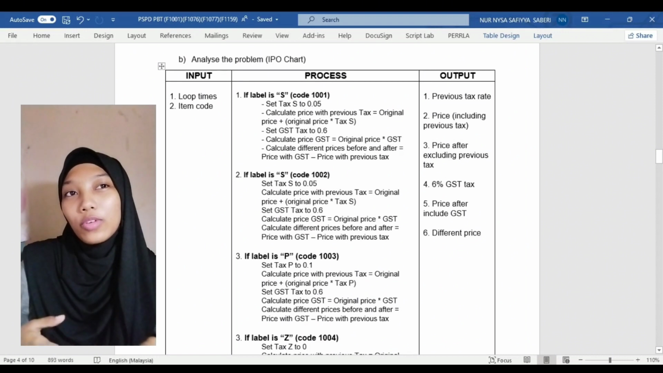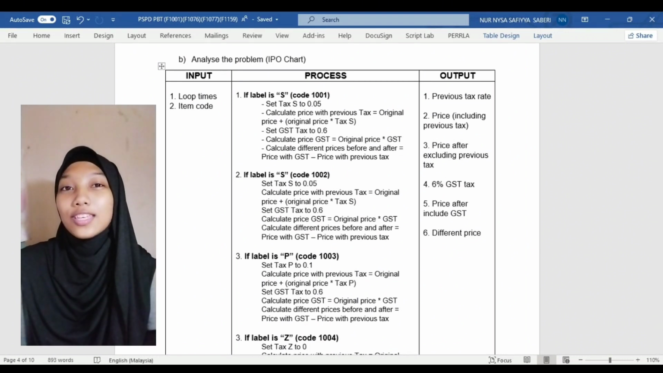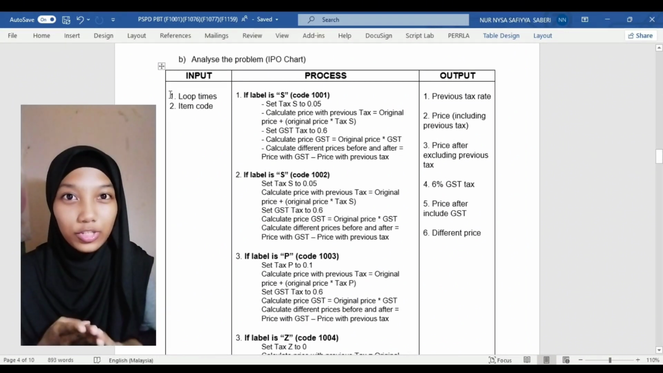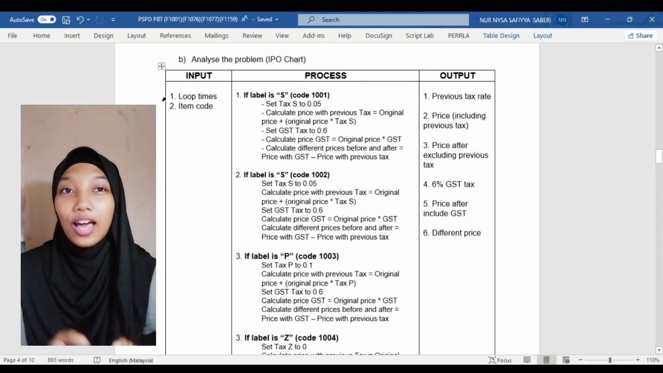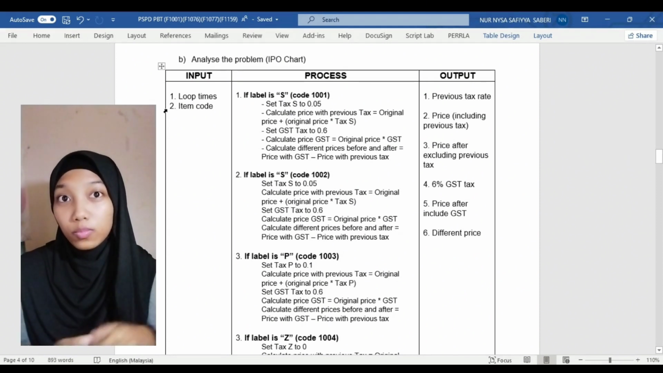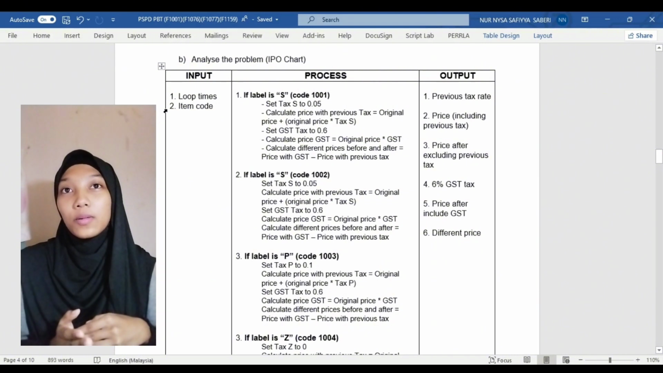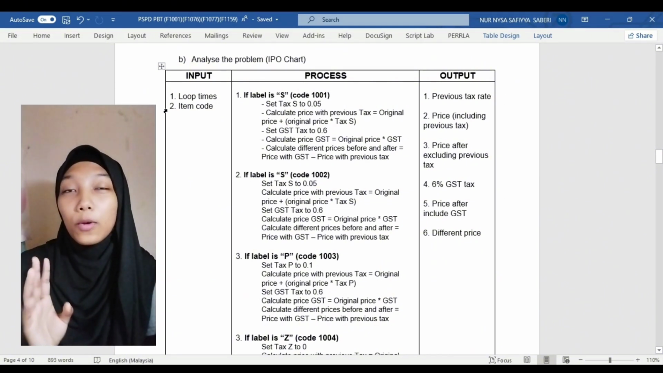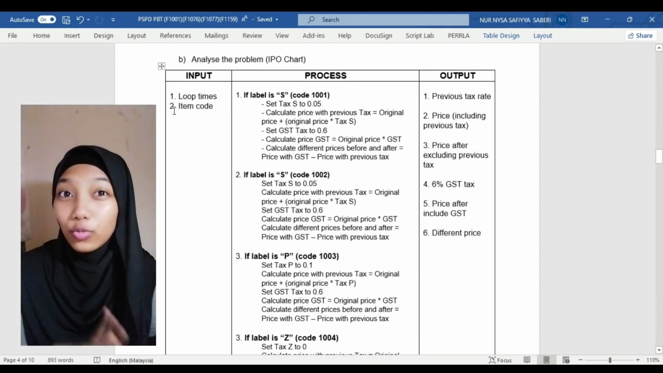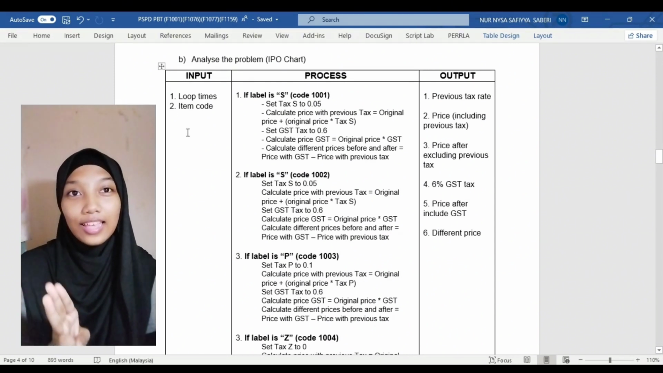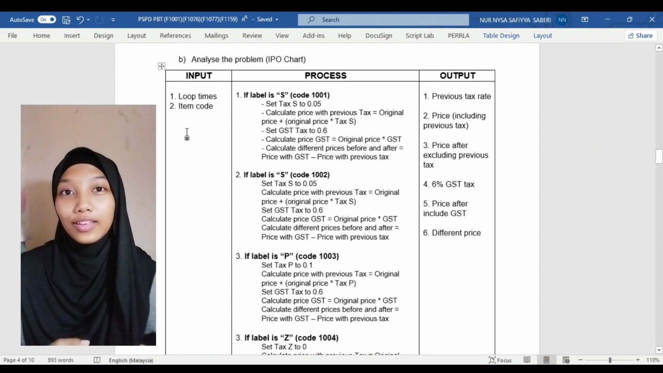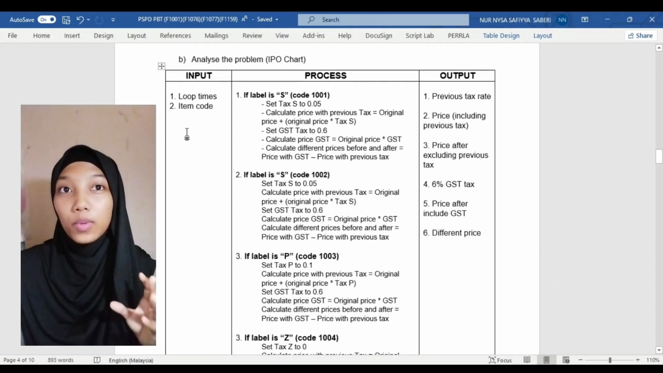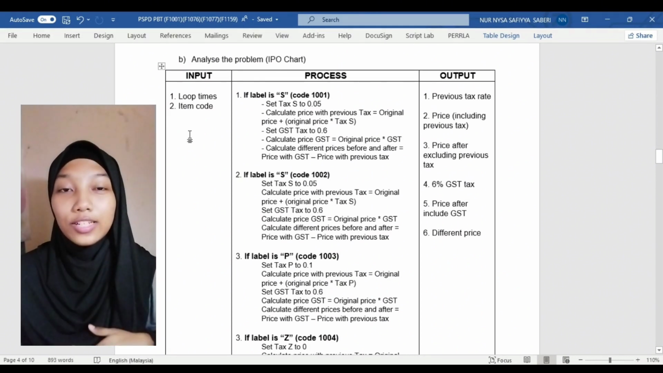Alright, next we'll be moving on to the IPO chart, which is the input, process, output chart. In the input chart, first we'll be putting a loop times because for this process, we can only loop at least 3 items. And second, for each of the items, we'll be putting an item code.